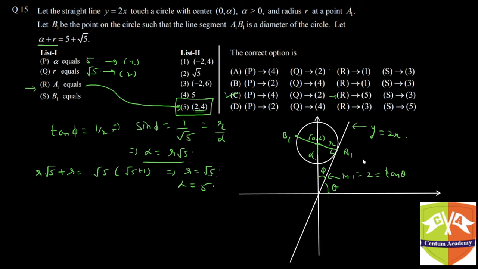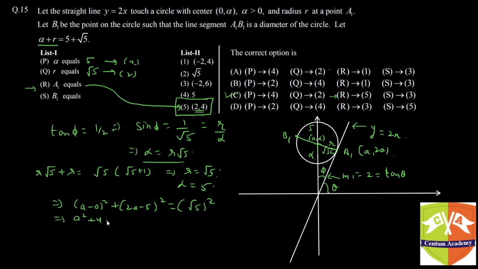Let us calculate this point A1. Suppose its coordinates are alpha, 2 alpha. And if it touches this circle, now we know that this radius is root 5 and alpha is 5. So distance of this point from the center will be equal to radius. Let us not assume alpha comma 2 alpha, let us assume a comma 2a. I don't know this a, but if I find a minus 0 whole square plus 2a minus 5 the whole square, this will be equal to root 5 the whole square.